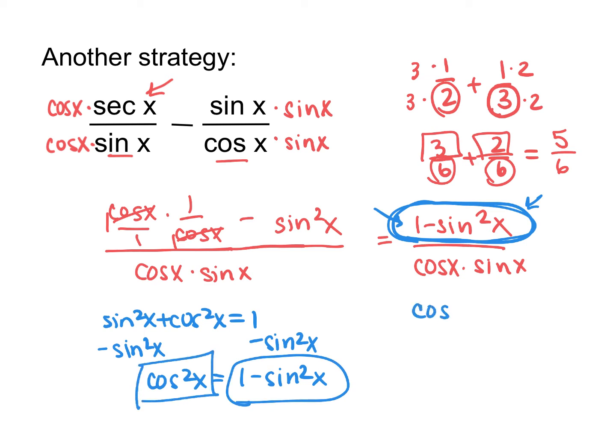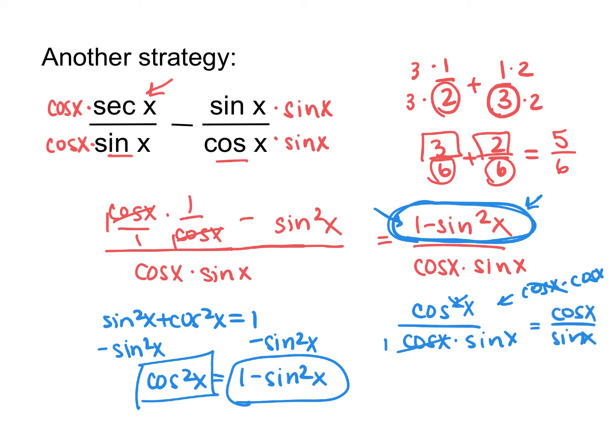So I'm going to put my cosine squared on the top, and on the bottom I have cosine x times the sine of x. Once I have this point, I can eliminate one of these cosines on the bottom with one of these cosines on the top, because remember, this just means cosine x times cosine x. So one of those can go away. Now I'm left with a cosine x on the top and a sine of x on the bottom. And I know cosine over sine is simply cotangent, which is my answer.